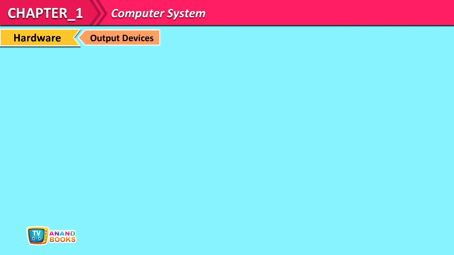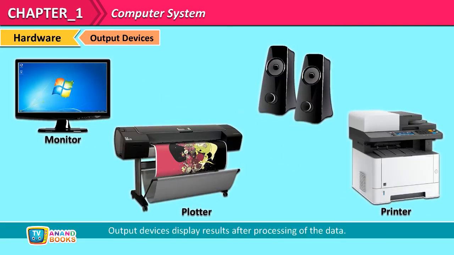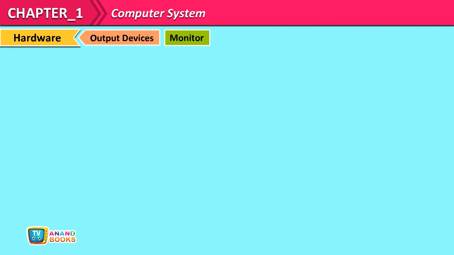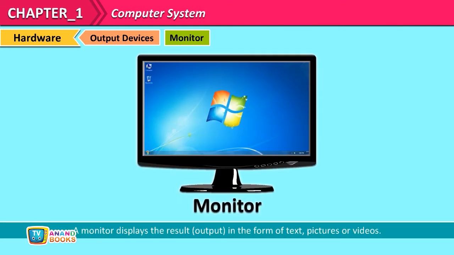Output devices. Output devices display results after processing of the data. Some of the output devices are as follows. Monitor. A monitor displays the result output in the form of text, pictures, or videos. It is also called VDU, Visual Display Unit. The output we see on the monitor is called a soft copy.